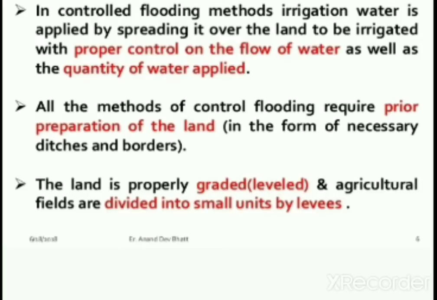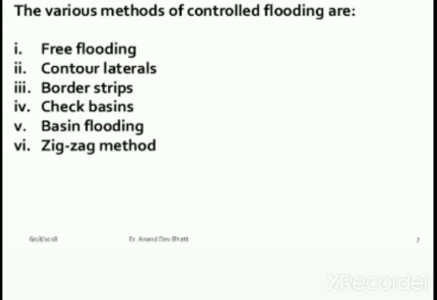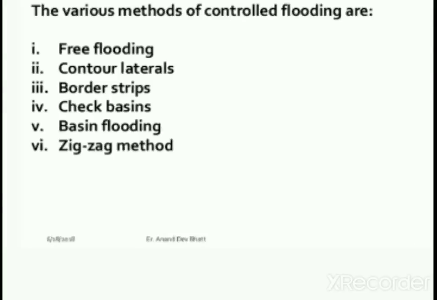Number two, controlled flooding. In controlled flooding methods, irrigation water is applied by spreading it over the land to be irrigated with proper control on the flow of water as well as the quantity of water applied. All the methods of controlled flooding require prior preparation of the land in the form of necessary ditches and borders. The land is properly graded and agricultural fields are divided into small units by levees. Controlled flooding is divided into free flooding, contour laterals, border strip, check basins, basin flooding, and zigzag method.